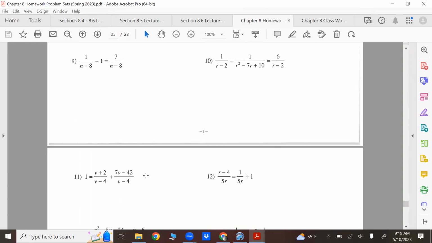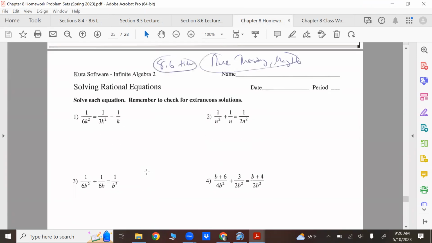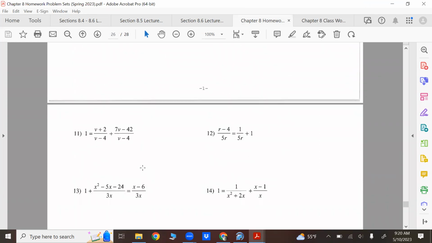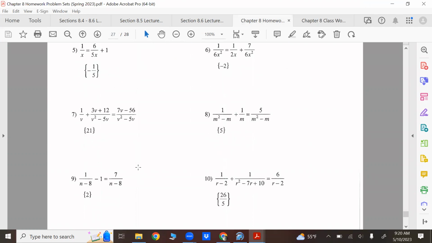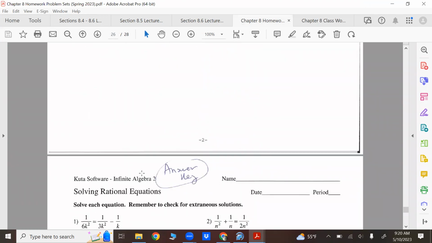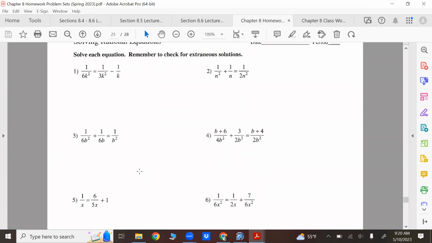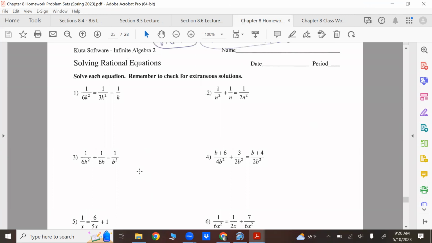So you guys are doing 1 through 19 odd, okay? 1 through 19 odd of the 8.6 homework. It's right at the end of the homework packet, and the answer key is provided. So that's 10 problems, 1 through 19 odd. You're starting here, guys, all right? And let's get to work.